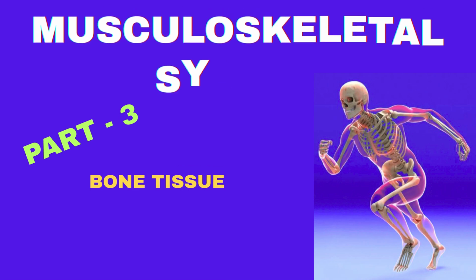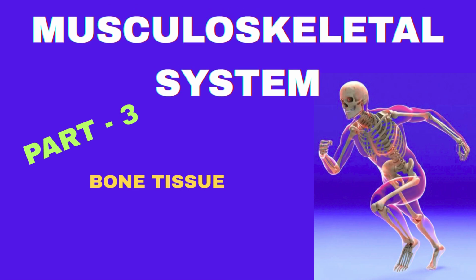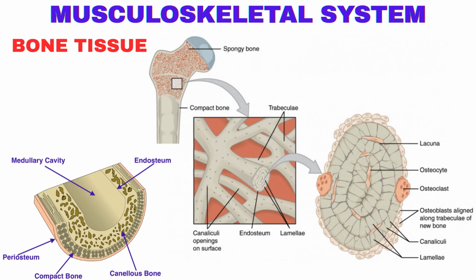In this video, we will continue with the musculoskeletal system. We will cover bone tissue. A bone is a complex structure shaped for its particular position in the skeleton and the stress it has to bear. Bone tissue, also known as osseous tissue.